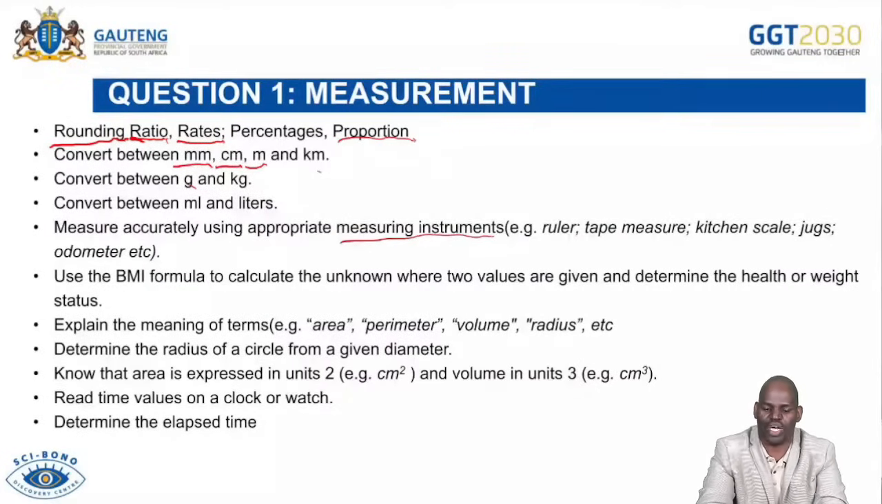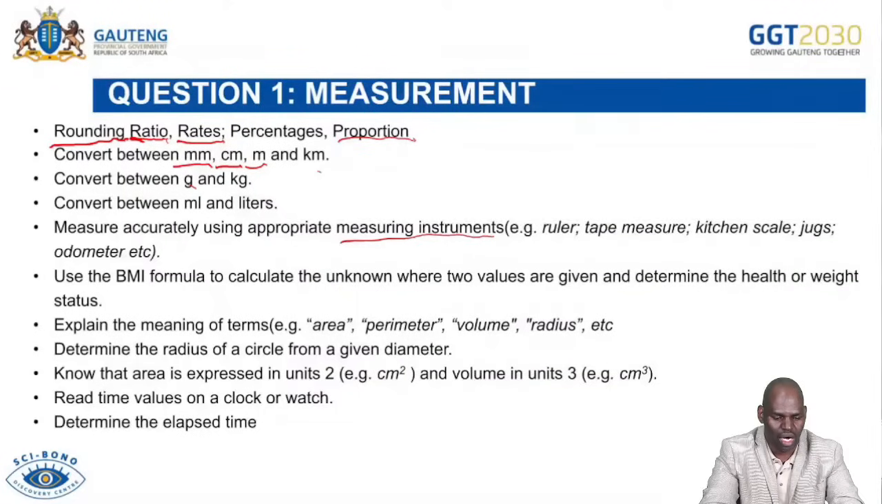And then again, we've got the kitchen scale. They might give you a kitchen scale with the readings, and then of course you must be able to interpret the readings as well. The jacks, and then we also have the odometer. The odometer, remember, is the measuring instrument of kilometers. Okay, we'll come to that later on.